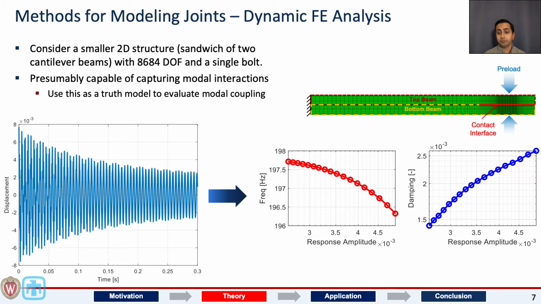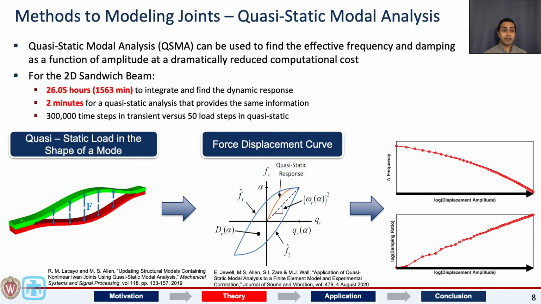An alternative to dynamic analysis is quasi-static modal analysis, or QSMA. QSMA can be used to find the effective frequency and damping as a function of amplitude in a much shorter amount of time than that for a dynamic analysis. This is done by first quasi-statically loading the structure in the shape of a mode, and then letting it ring up for a quarter cycle to generate the quasi-static response. Using our force displacement curve, we can then generate our frequency and damping with respect to amplitude on a mode-by-mode basis.